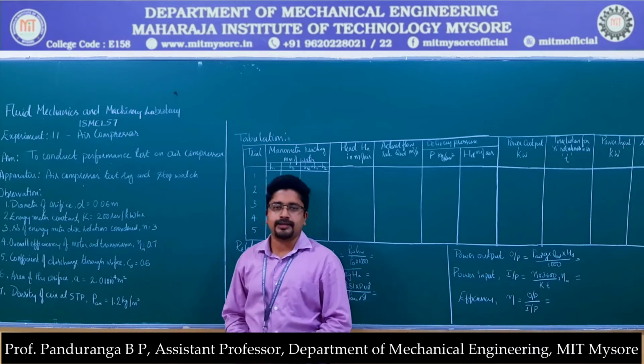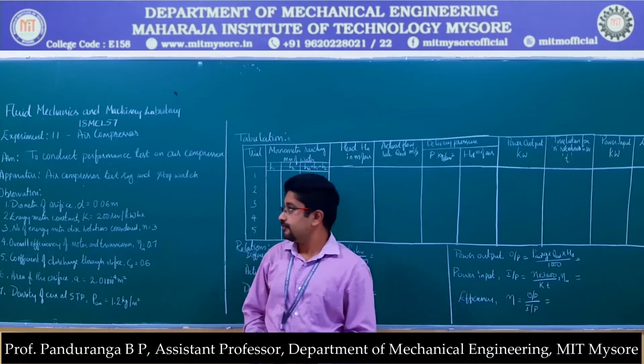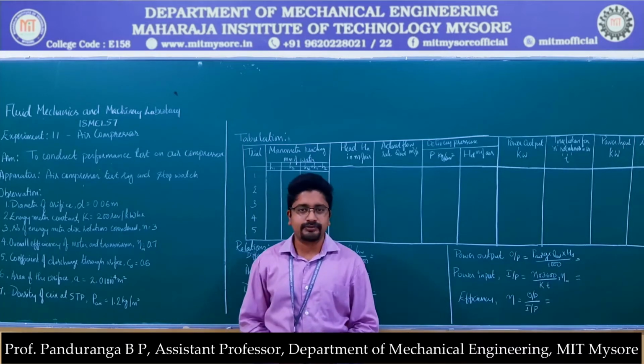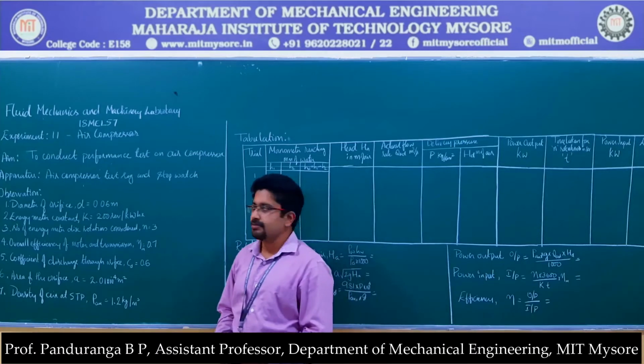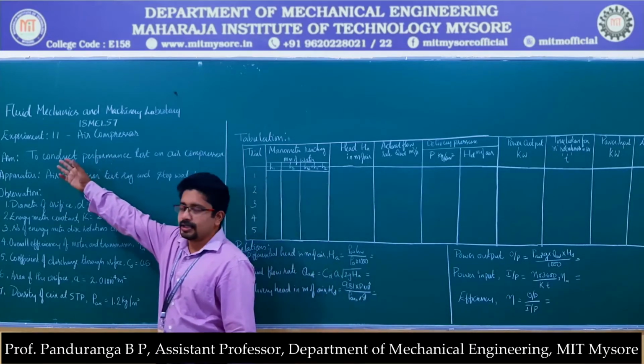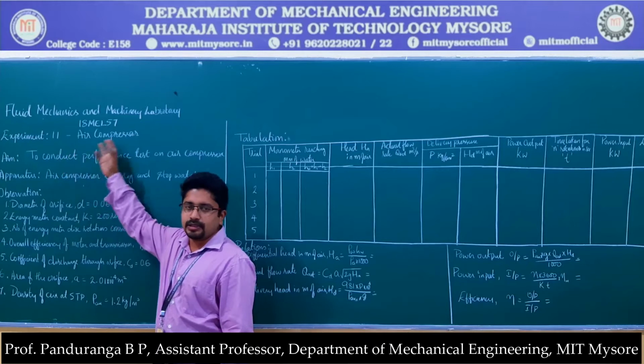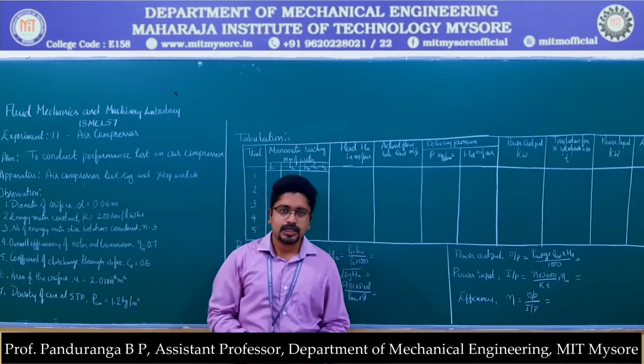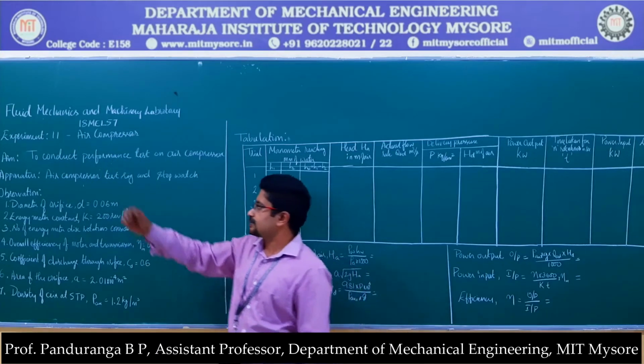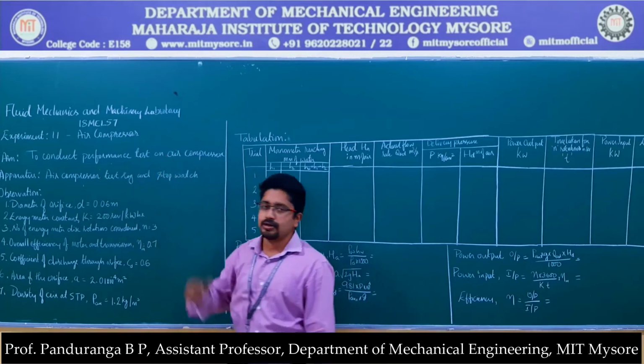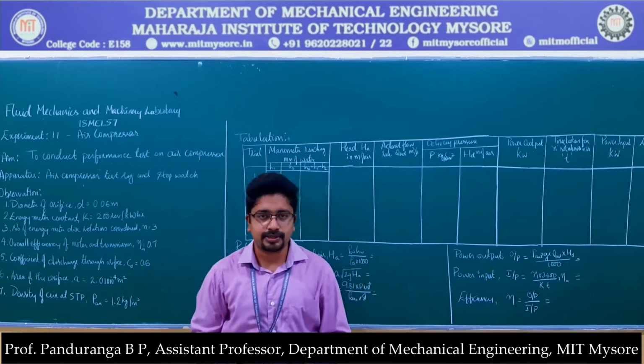We are in Fluid Mechanics Laboratory and the subject code is 18MEL57. In today's lab, we are conducting experiment number 11, which is air compressor. So in today's class, the aim of the experiment is to conduct performance test on the reciprocating air compressor.